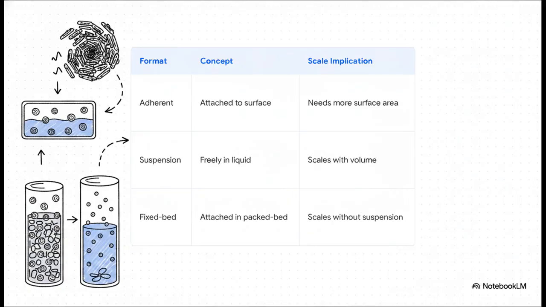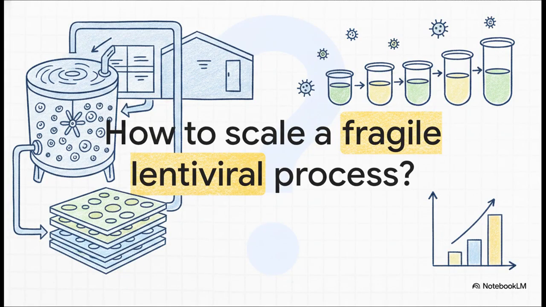To put that all into perspective, let's look at a fictional educational case study. Imagine a biomanufacturing company named Vectra. They're tasked with scaling up a fragile lentiviral process for a cell therapy partner. So how do they actually do it?